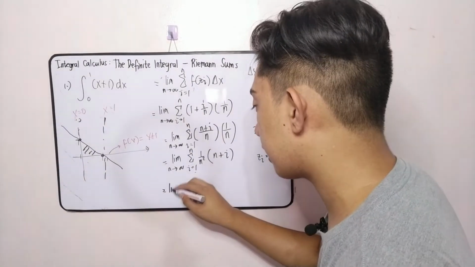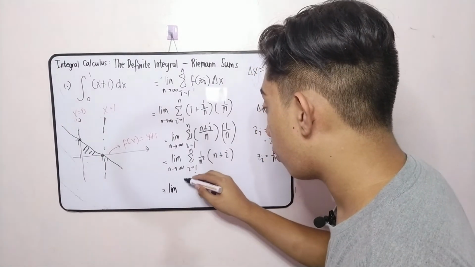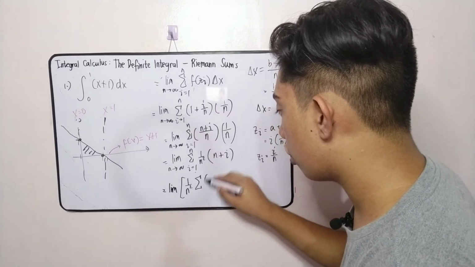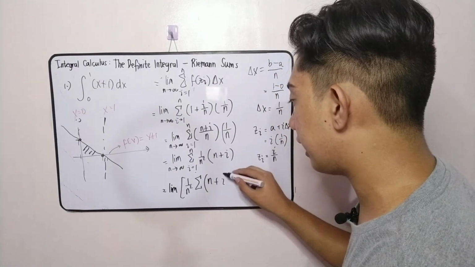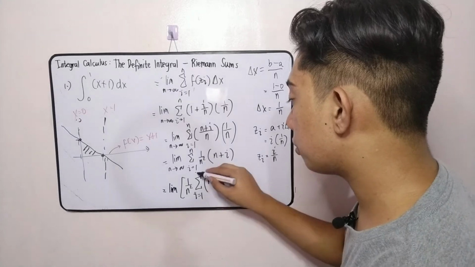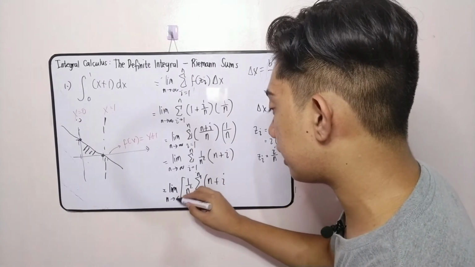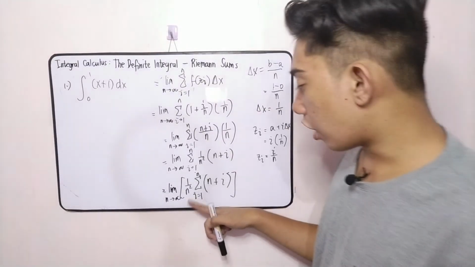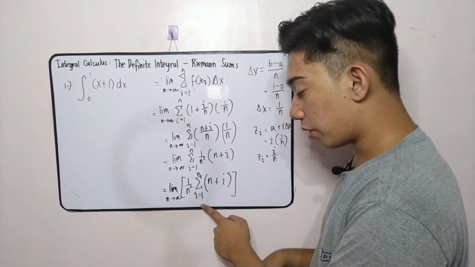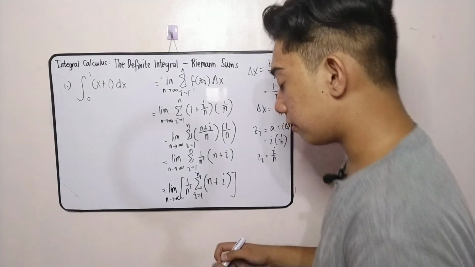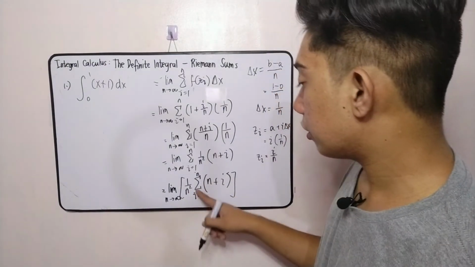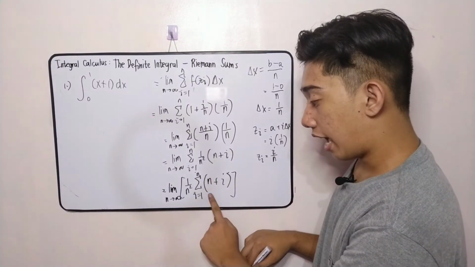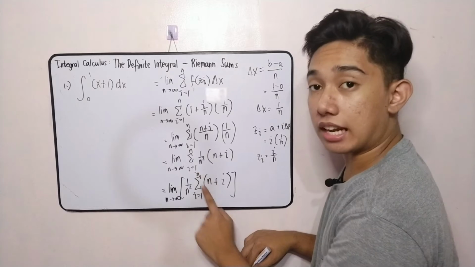So, let's take out the 1 over n squared. The limit of 1 over n squared, the summation of n plus i, where i is equal to 1 to n and as n approaches infinity. So, what happens next? Since this is a constant, let's simplify what's inside first. And to simplify this one, we will distribute. And remember, this is a constant, so it's just n times n.